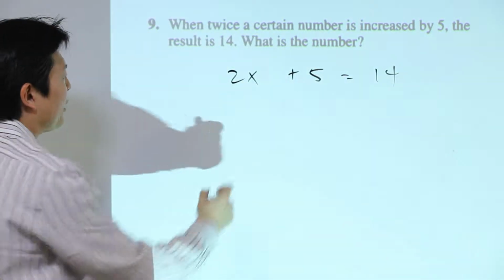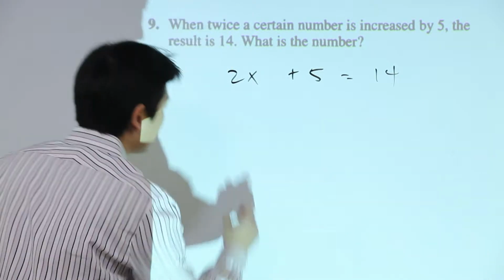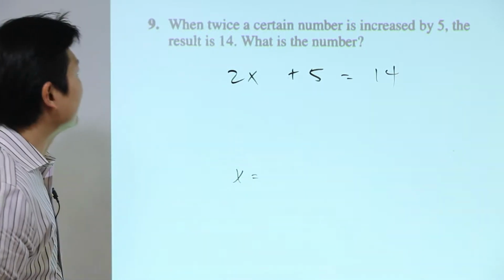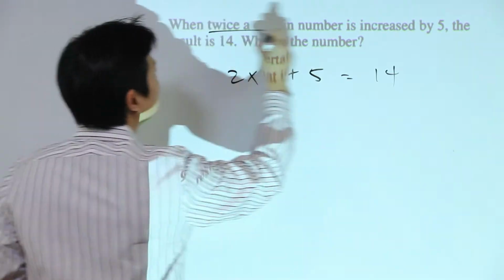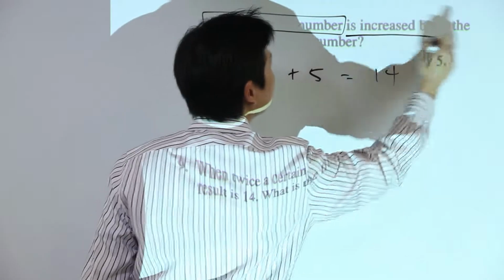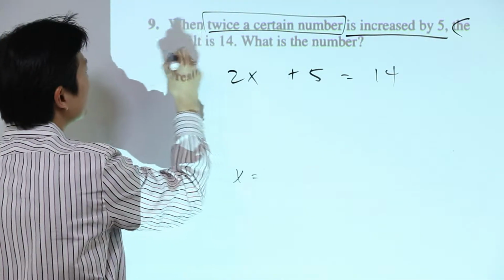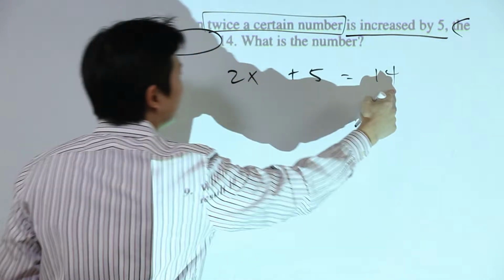What is the number? Now we're just looking for x. Okay, let me just give myself a little more room. So x equals is what we're trying to get in the end. So when twice a certain number is a 2x, is increased by is the plus 5, the result is the equal sign, and 14 is your answer.